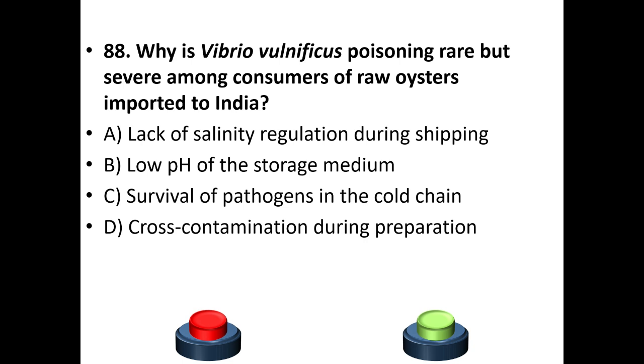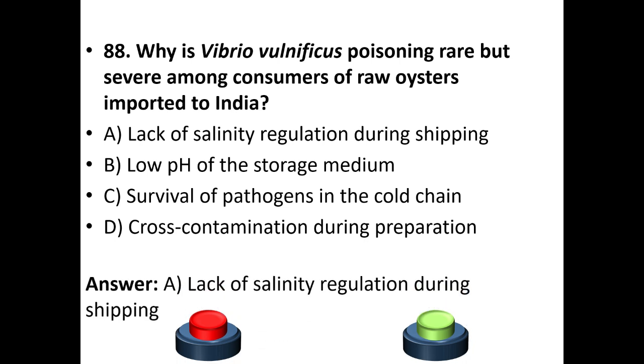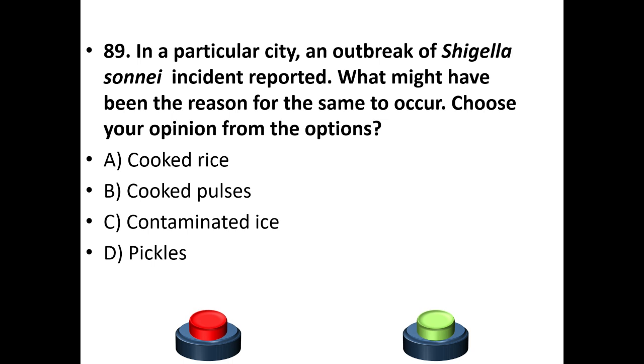88. Why is Vibrio vulnificus poisoning rare but severe among consumers of raw oysters imported to India? Lack of salinity regulation during shipping, low pH of the storage medium, survival of pathogens in the cold chain, cross contamination during preparation. Which is the answer? Your answer is A. Lack of salinity regulation during shipping.